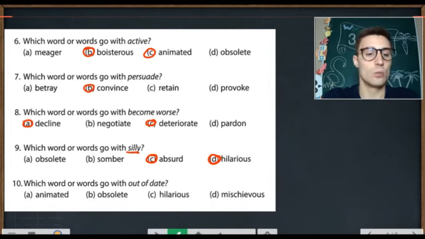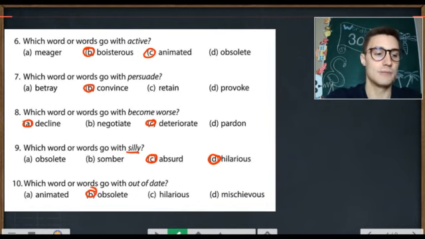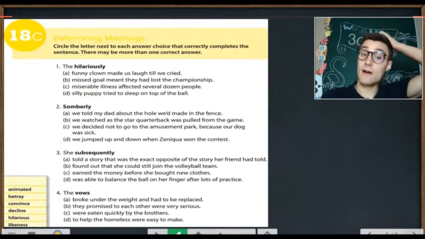Question 10. Which word or words go with out of date? A. Animated. B. Obsolete. C. Hilarious. D. Mischievous. I can see one that is correct. Which word goes with out of date? It is B. Obsolete. Great. Now these are the correct answers.